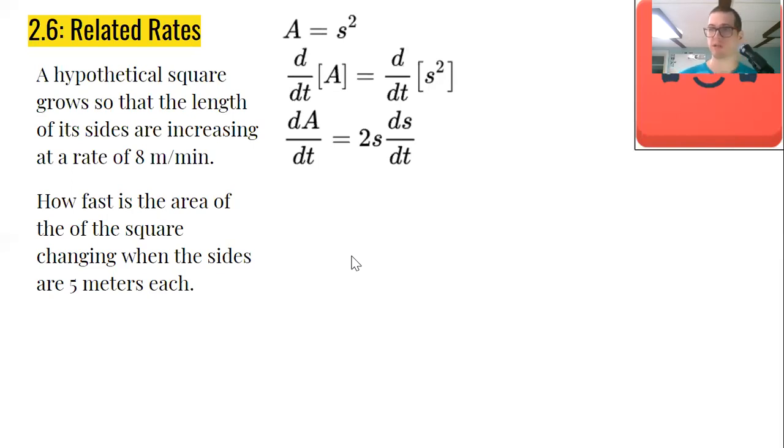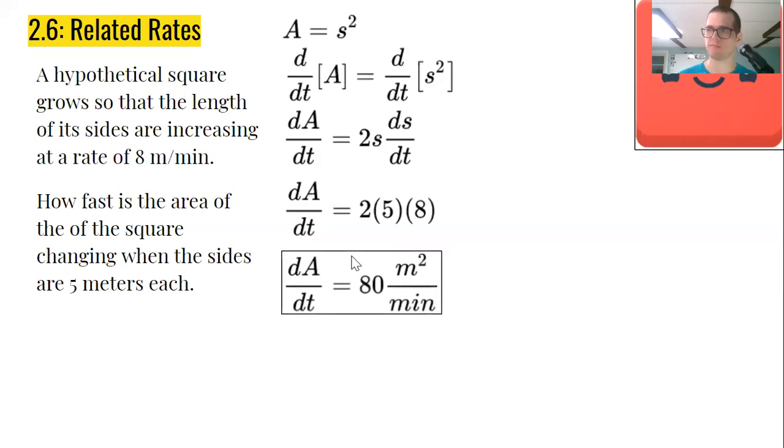At this point, we can start plugging in things we know. We have the side lengths are increasing at a rate of 8 meters a minute, which means ds/dt is positive 8. And we know the sides are 5 meters each. So we can plug those in. It's pretty straightforward on this one. Boomtown. There's that.